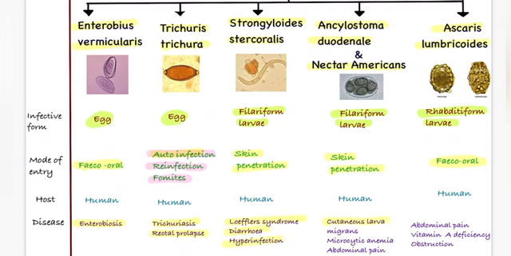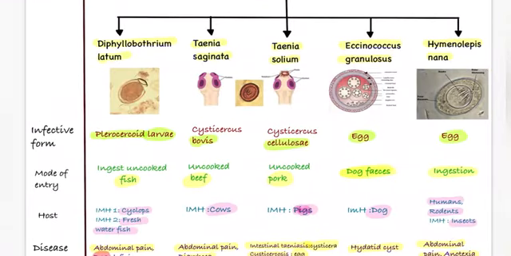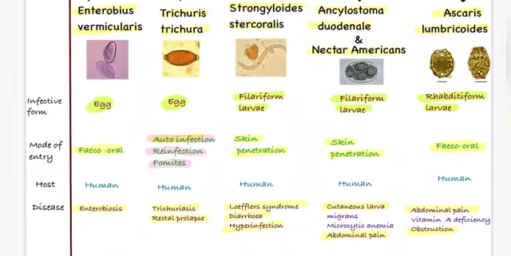Ancylostoma causes cutaneous larva migrans, microcytic anemia and abdominal pain. And Ascaris causes abdominal pain, obstruction and vitamin A deficiency. One important MCQ which can be asked is on the deficiencies caused by the parasites. We see B12 deficiency in Diphyllobothrium latum. We see iron deficiency in Ancylostoma duodenale, and vitamin A deficiency is seen in Ascaris lumbricoides.